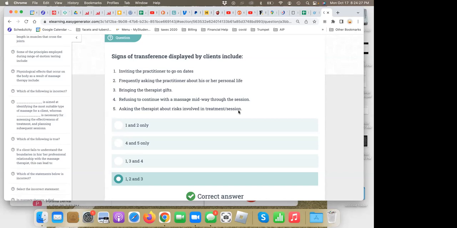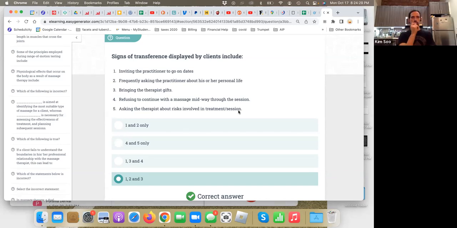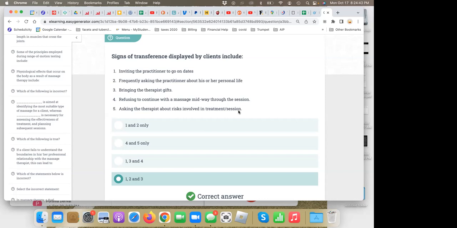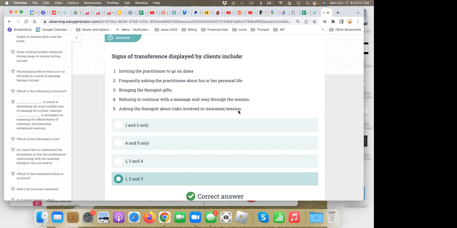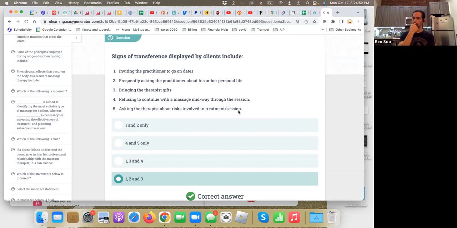Okay. Asking the therapist about risks involved in a treatment session. That's actually part of the session. It's part of the informed consent process.